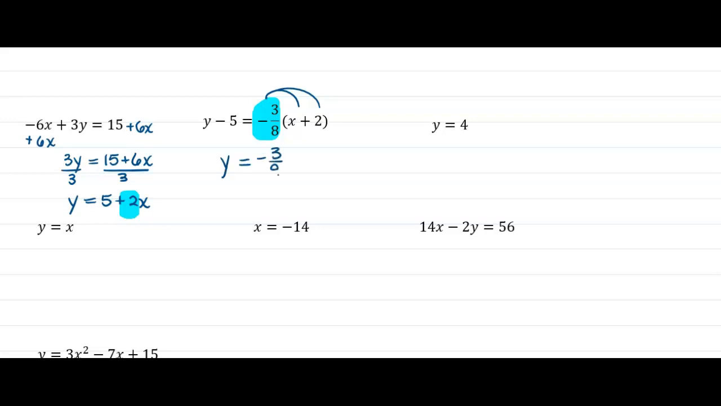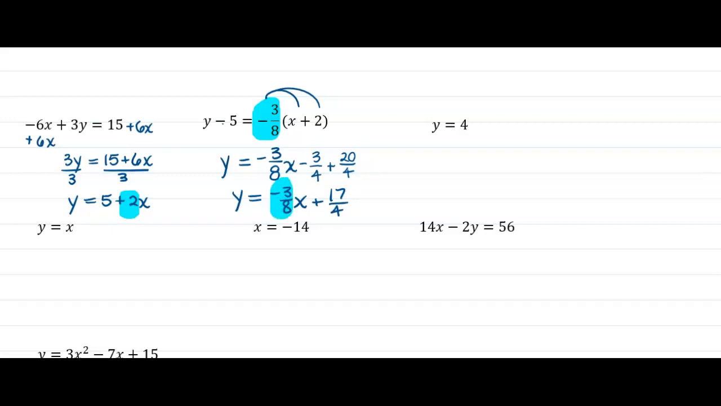So we'd get negative 3/8 x. Multiplying here, we'd get negative 6/8, which is like negative 3/4. And then we'd add 5. In other words, we could add 20/4. So y equals negative 3/8 x plus 17/4. And that's still my slope.